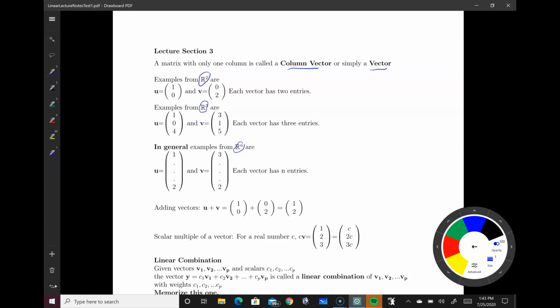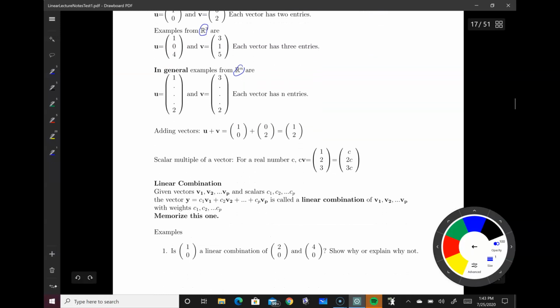So these are 2 examples, and here are vectors in R3. So they're 3 by 1, right? 3 entries. And Rn, and so we're going to get used to putting dots. All right, so if I want to add vectors, they have to be the same size. They have to be 2 by 1s together, and then we can add them.